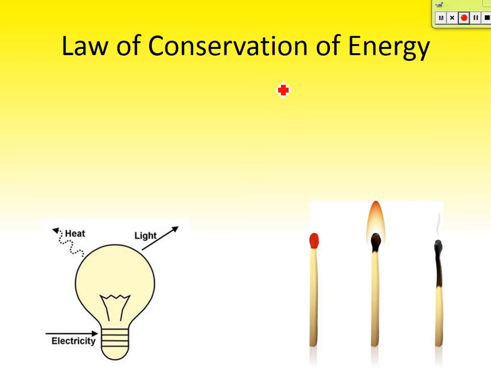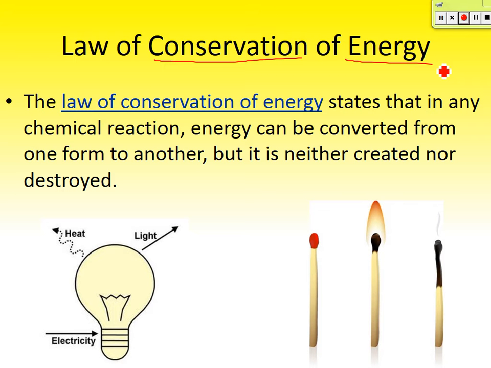So there's this famous law in science called the law of conservation of energy. When we're talking about conservation, it means to save. So the law of conservation of energy means to save energy. You're supposed to write down the definition, and here it is. The law of conservation of energy states that in any chemical reaction, energy can be converted from one form to another, but it is neither created nor destroyed.